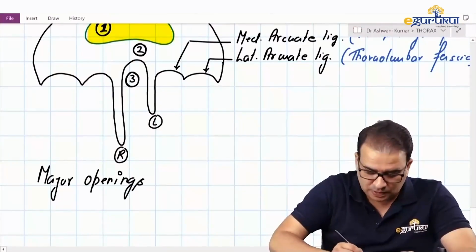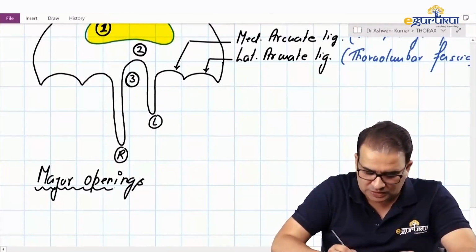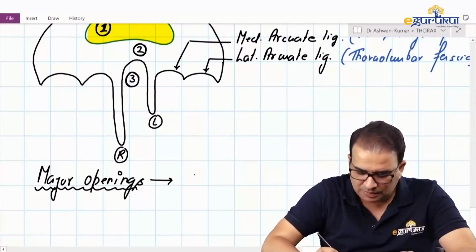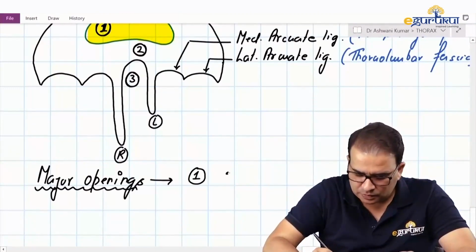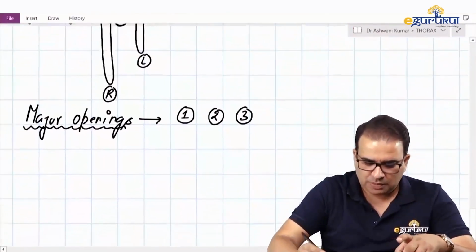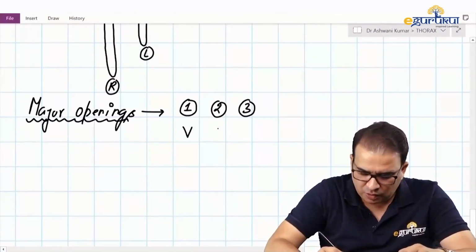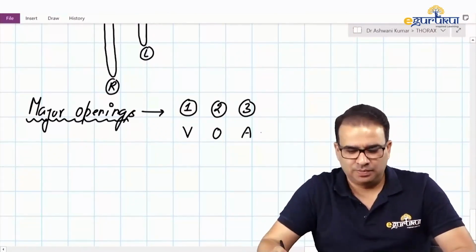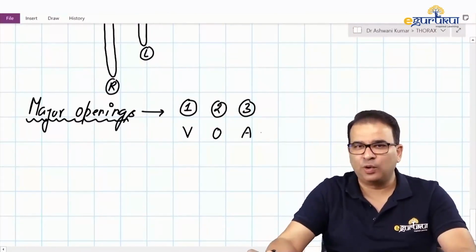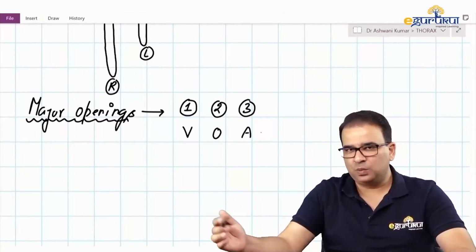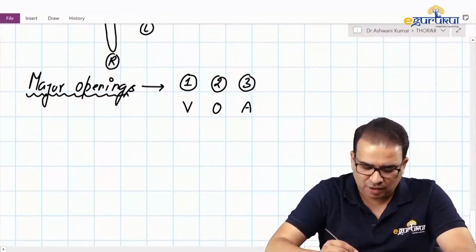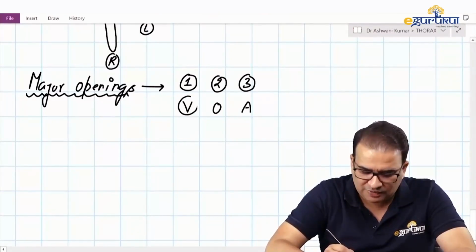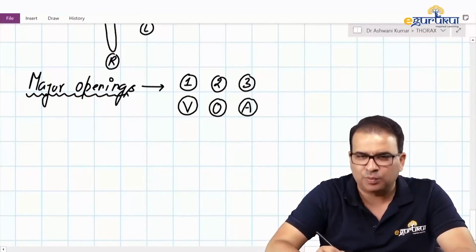Major openings of the diaphragm. Now, when I say major openings in the diaphragm, I've numbered them as 1, 2, and 3, which you can remember like VOA, Voice of America. There used to be a program called Voice of America, VOA. So opening of 1, 2, 3 is VOA, Voice of America. V here obviously represents what? That is, V is for vena caval opening, O is for the esophageal opening, and A is for the aortic opening.